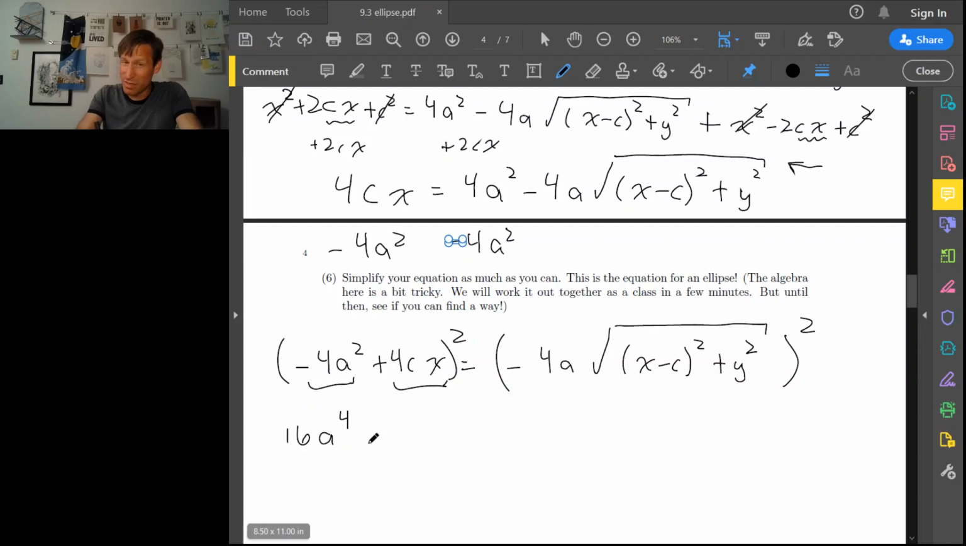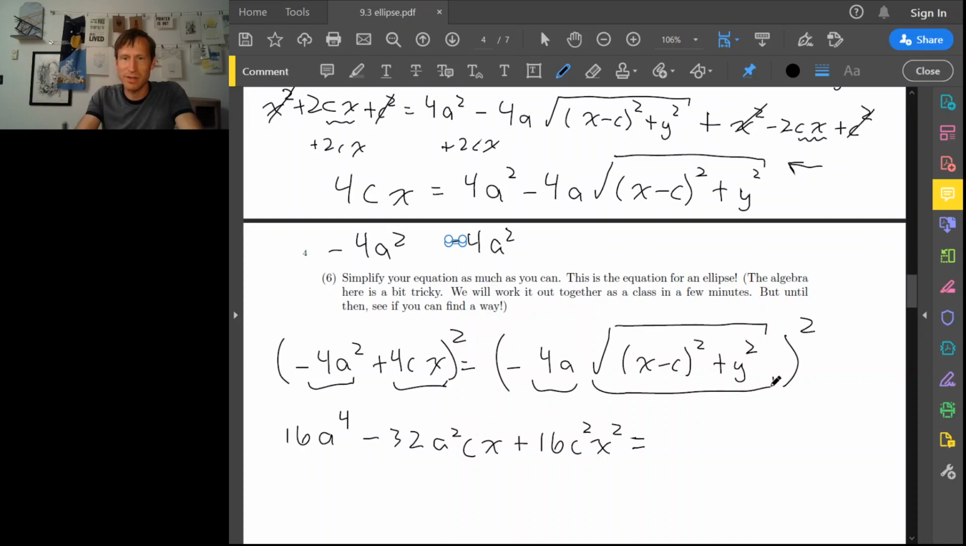16a to the fourth minus, so 4 times 4 is 16, but twice that is 32a squared cx, bit of a mess there, plus, now last part squared, 16c squared x squared equals, on the right-hand side we need to square this and square this, so 16a squared times (x minus c) squared plus y squared.